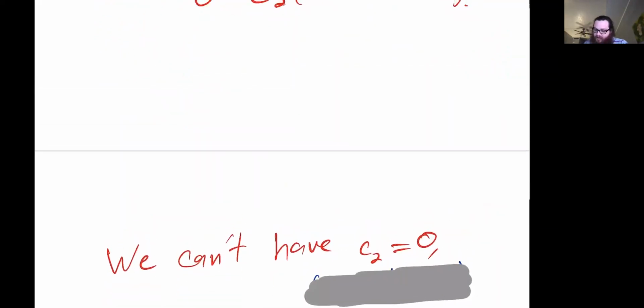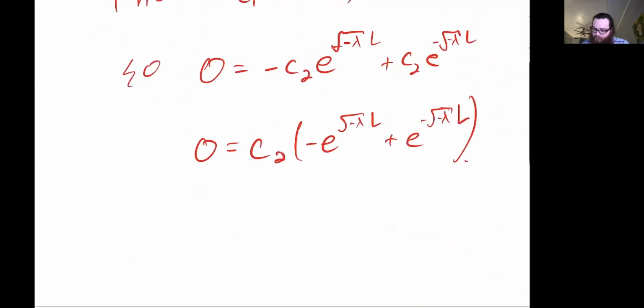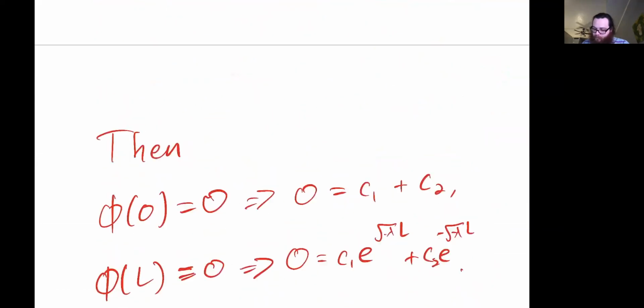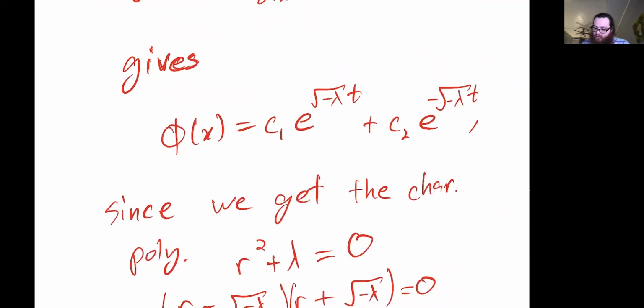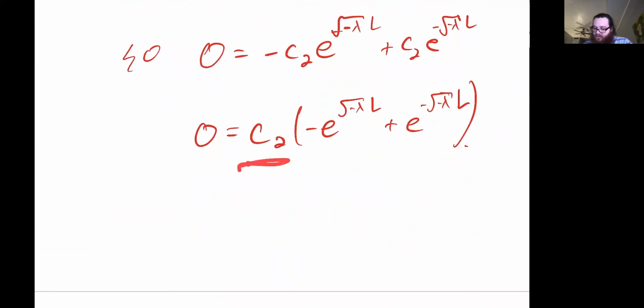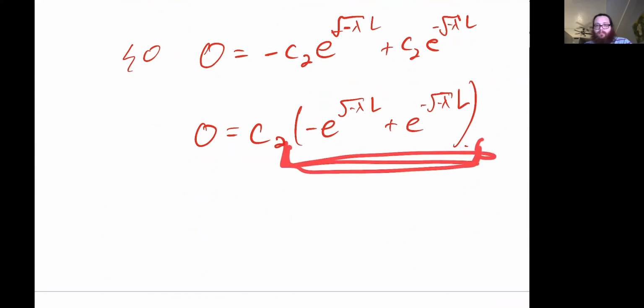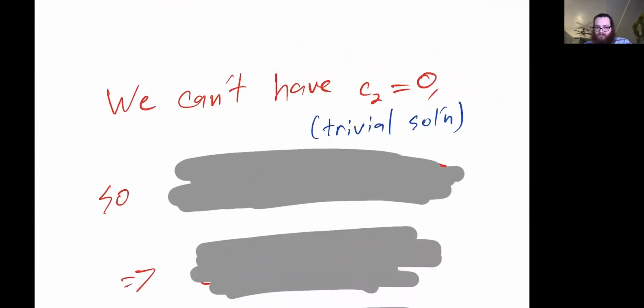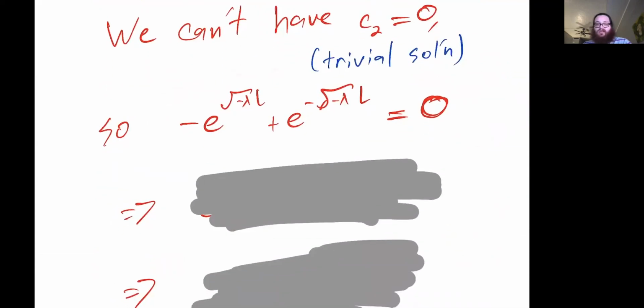So notice that, again, we cannot have C2 equal to 0. Because if C2 is equal to 0, then C1 is equal to 0, and so our solution here is 0. So C2 cannot be 0. So this thing right here must be 0. I wrote can't have C2 equal to 0 because that's the trivial solution. So we're left with that being equal to 0.